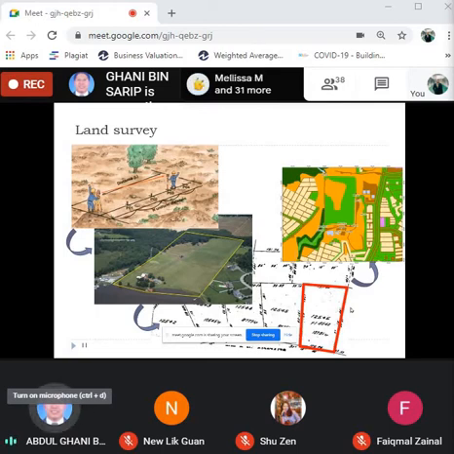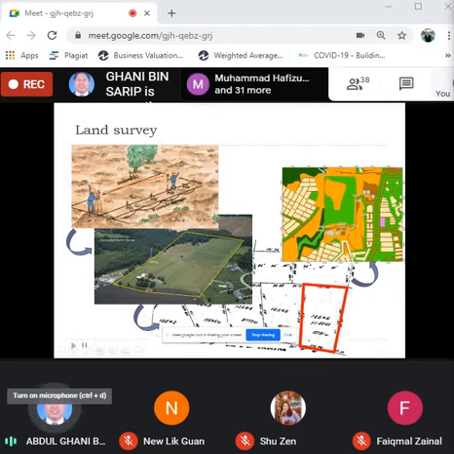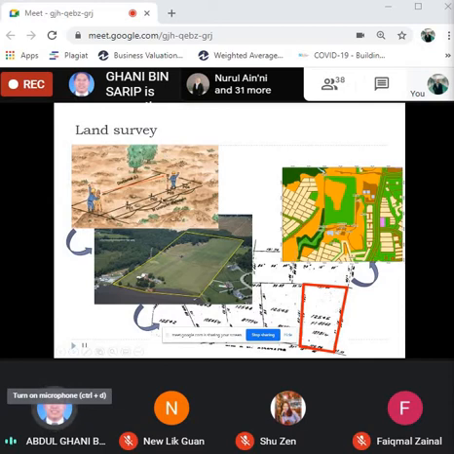And this is some description of what a land survey does. They measure not only distance, but also bearings, position from one place to another, as well as the elevation, the height, of a point on Earth.